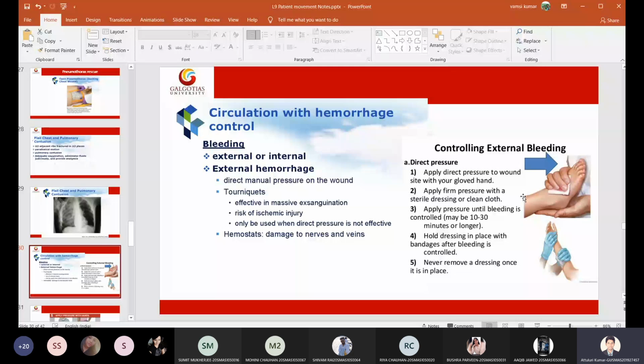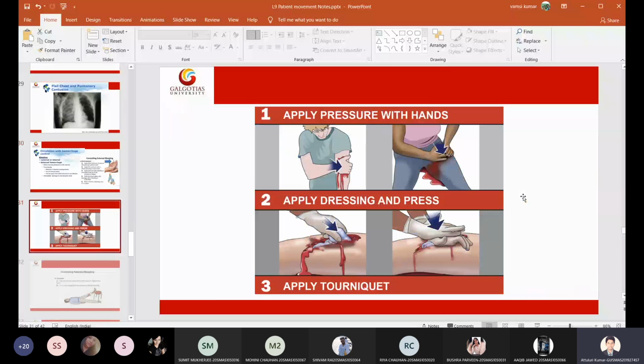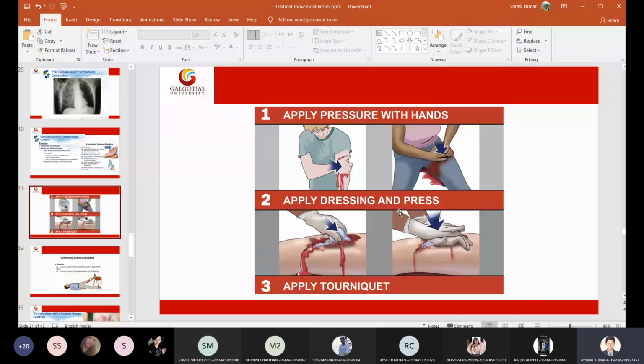So these are a few techniques of controlling bleeding. Apply some dressing, apply some pressure, so the bleeding will be stopped. And you need to apply a tourniquet. You need to knot down the arteries.